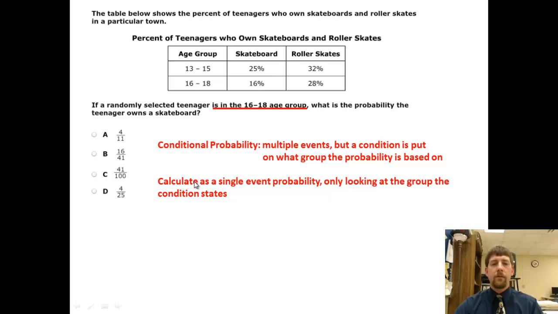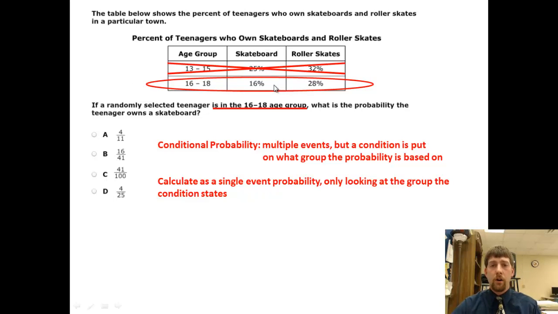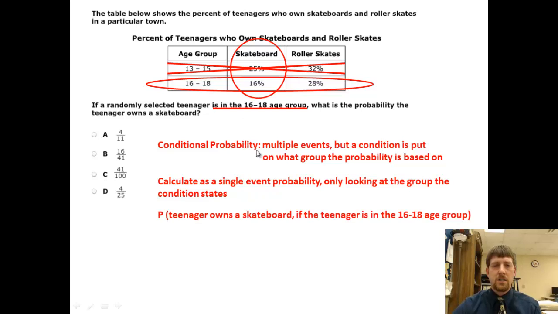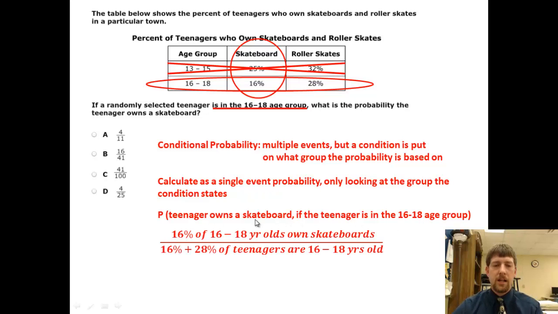So we're not going to have to look at these 13 to 15-year-olds and these roller skates. We're not going to look at all this other mess. Only the 16 to 18-year-olds matter. The 13 to 15-year-olds, they're gone because we don't care about them. That condition was put on there. Ignore them. Just look at the 16 to 18-year-olds. Now we want the probability that they own a skateboard. So there's my success. Success out of possible, or probability of a teenager owns a skateboard if the teenager is in the 16 to 18 age group.